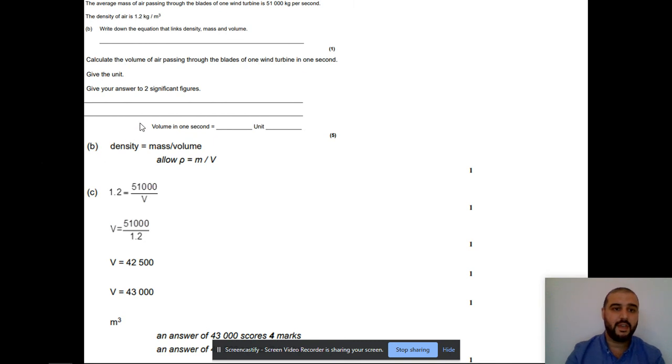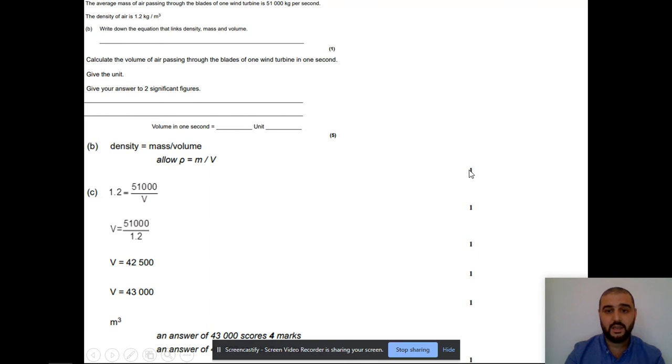Now, if you look at the equation, it's fairly straightforward. Using the same equation, you take the density, which you're given here is 1.2 kilograms per cubic meter, equals, you are given the mass, which is 51,000 kilograms, divided by volume, which is of course what you're trying to work out. You rearrange the formula to make V the subject, and you solve it this way. Because of the significant figures, you can see that V equates to 43,000 and the units being meters cubed.